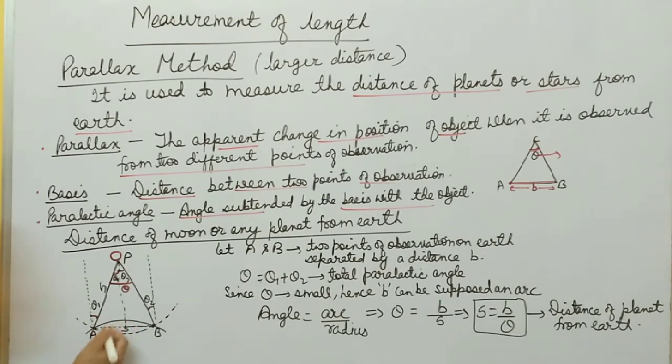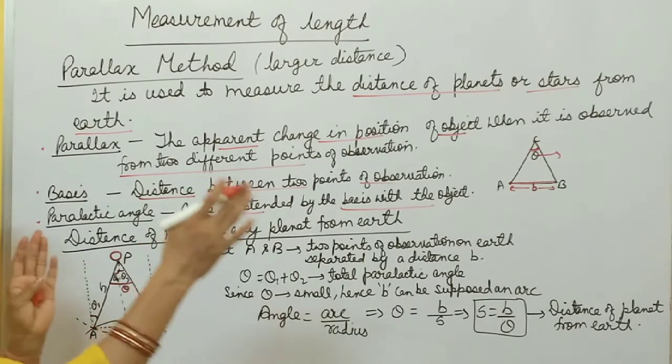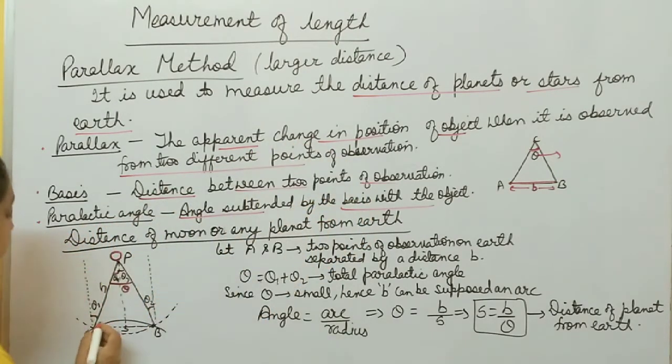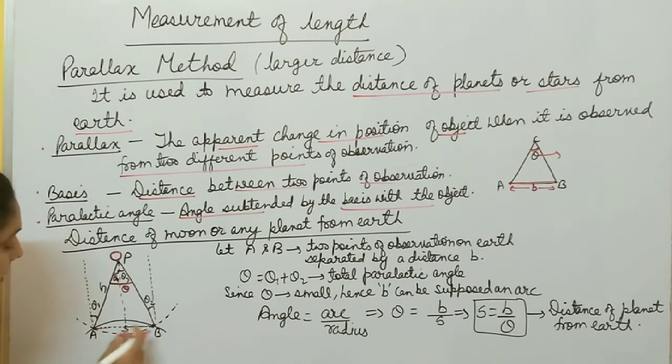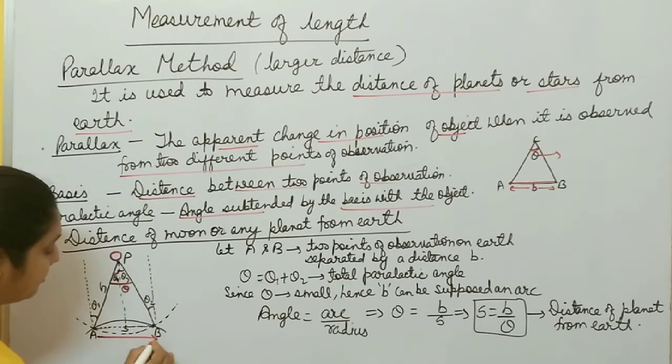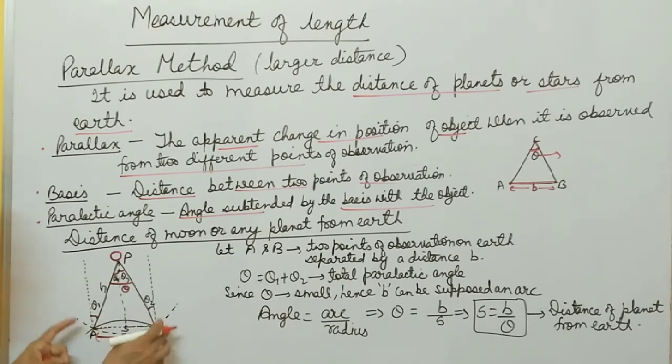And you know, Earth revolves around the sun. So this is the position of the sun. Around this sun, Earth revolves, right? Suppose these two points of observation are two diametrically opposite ends of the Earth. It means this represents the diameter of the Earth, and this diameter of the Earth is nothing but the basis here. These are two different positions on the surface of the Earth from which you observe this planet. So the distance between the two points of observation is the basis. You can take it as B.